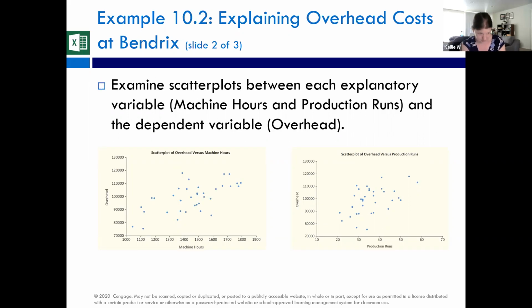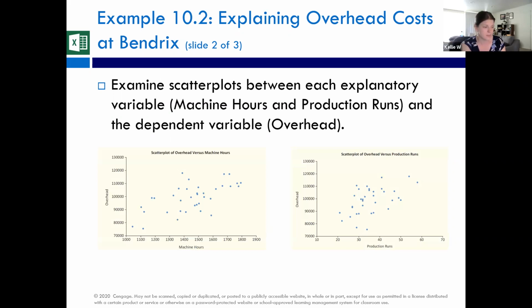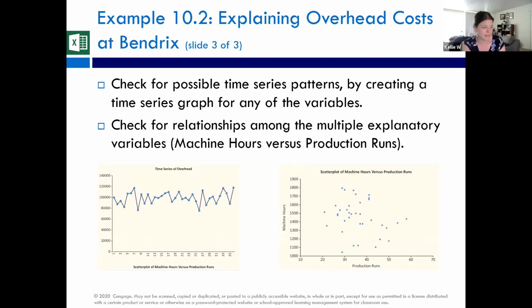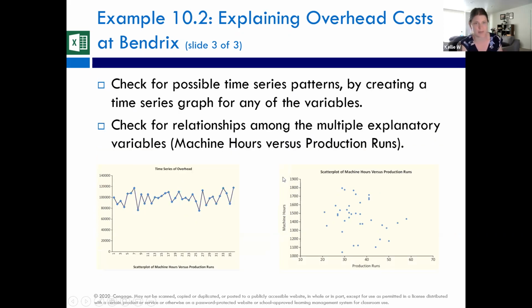So if we plot those, this is what they look like. This data, each row corresponds to a month. So technically this is time series data as well. We could graph by month the overhead and see if there's a pattern there. And then we could also check for relationships between the explanatory variables as well. So are machine hours at all correlated with production runs? And if you look at this scatter plot here, there doesn't appear to be a relationship. In this case, when we're looking at predicting overhead, we can see that there's some relationships. We just don't know which one at this point is better.